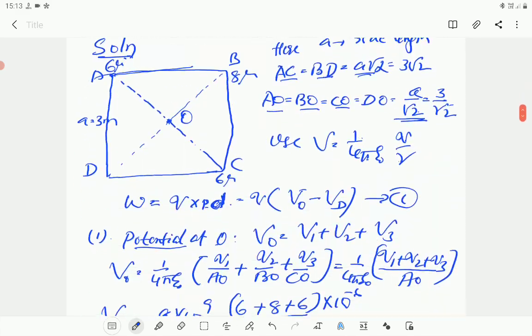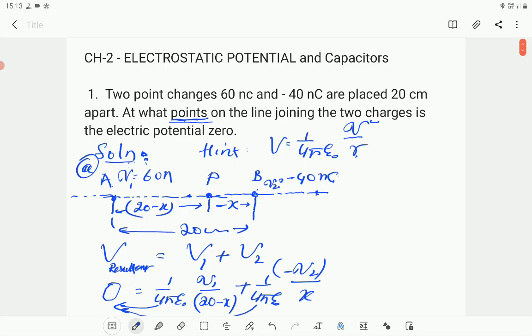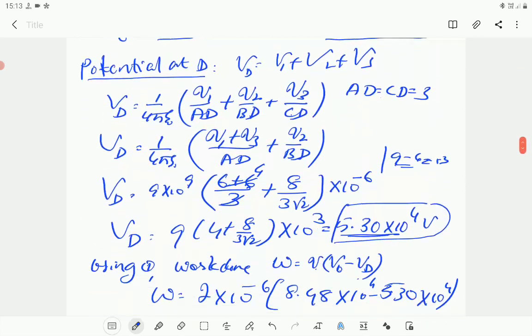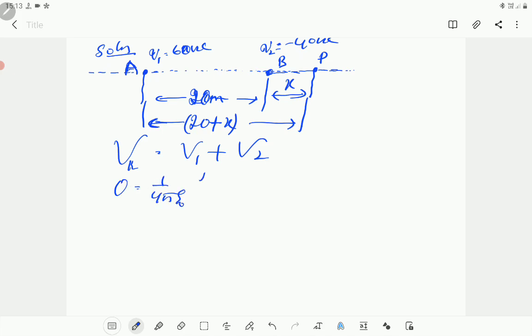Now let's see, same diagram, no change. Separation 20, charges 60 and minus 40 nanocoulomb. Look here, okay, I have written the same procedure. Total potential, resultant, that equals V1 plus V2. Just a repeat problem. 0, that is 1 over 4 pi epsilon 0 charge Q1 divided by, Q1 is plus 60. Previously we wrote 20 minus x, but here it is 20 plus x.